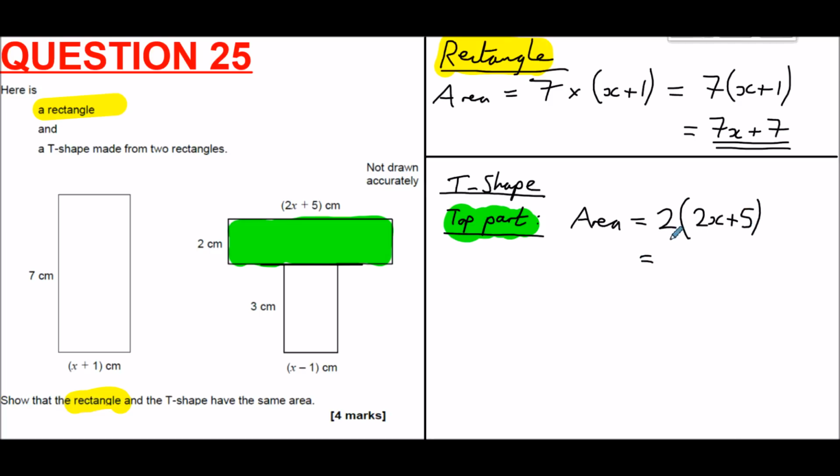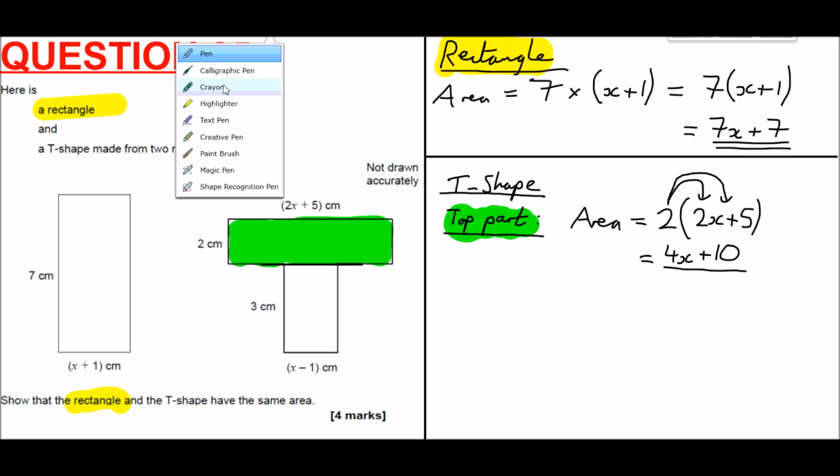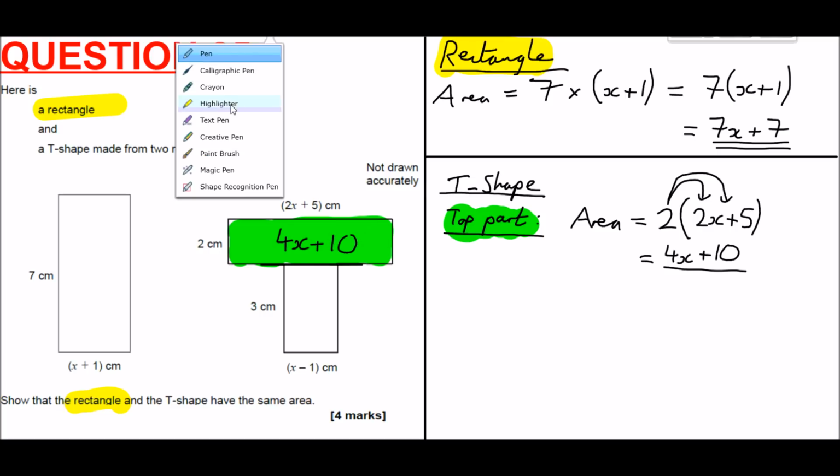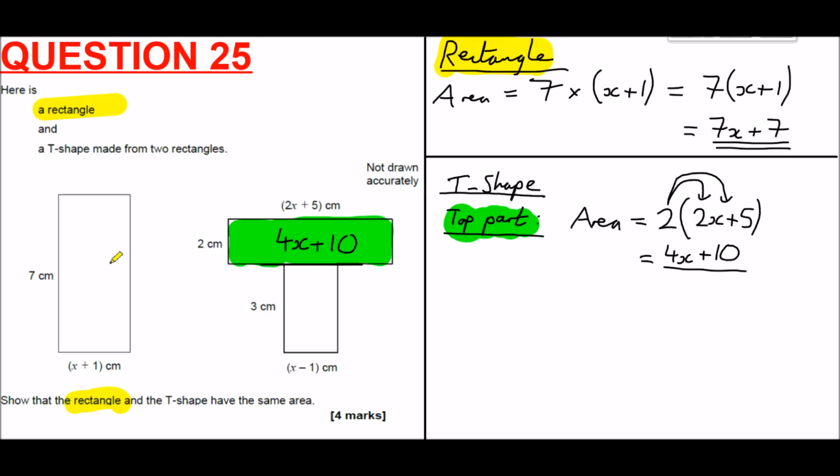Which again we can expand. 2 multiplied by 2x is 4x, and 2 multiplied by 5 is 10. And so the top green rectangle would give an area of 4x plus 10. Whereas, just to remind ourselves, the first rectangle here has an area of 7x plus 7.